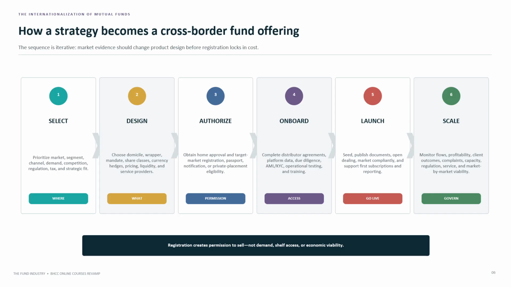The sequence is iterative. A distributor may reveal that the minimum is too high. Operations may show that a proposed hedged class is expensive to control. Legal analysis may make a target segment unattractive. The sponsor should be willing to redesign or stop before launch. Registration creates permission to sell. It does not create demand, shelf access, or economic viability. A regulatory approval is permission to open the store. It is not proof that anyone is waiting outside with a shopping list.